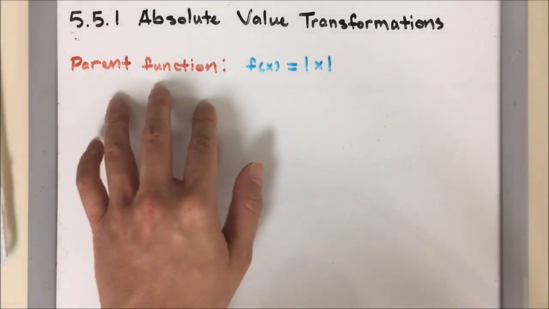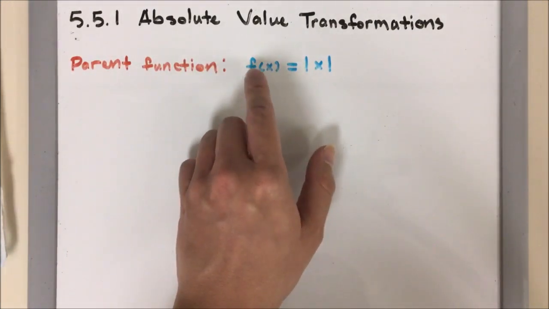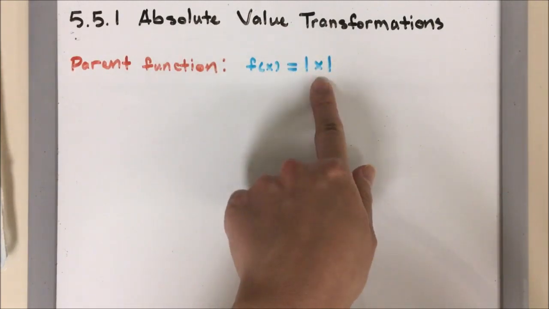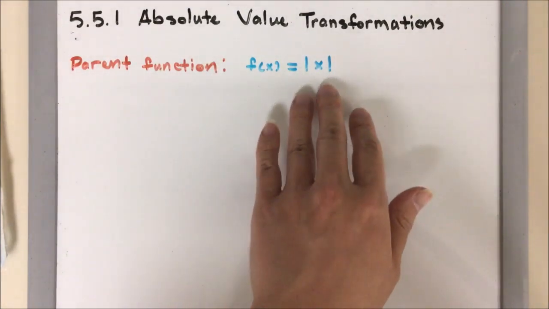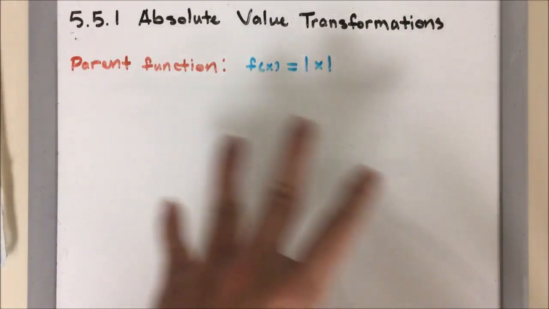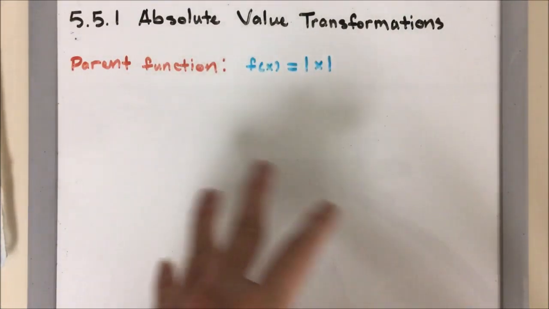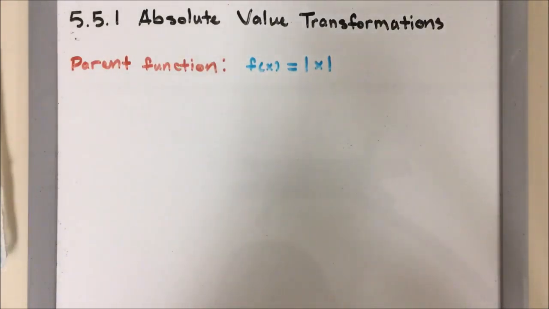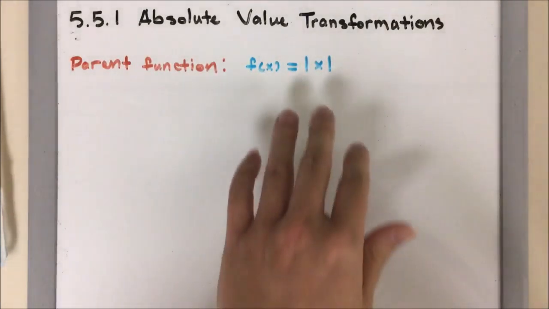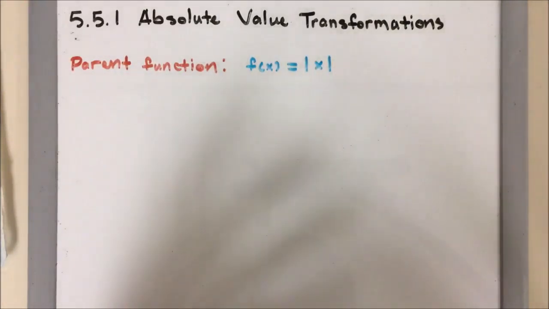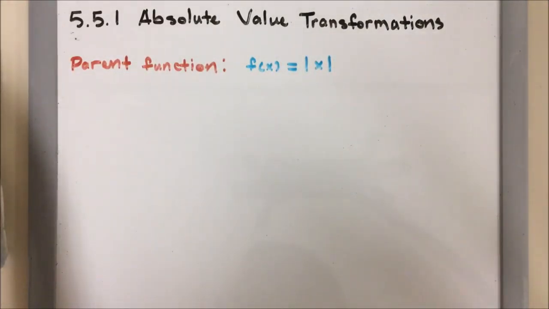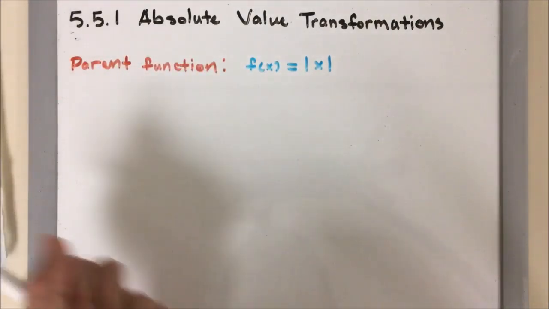So here I wrote out the parent function, labeled as f of x equals the absolute value of x. We're going to be using this function, and then we're going to talk about the relationship and how it looks in terms of transformation for the graph. Now, when you're given this function and you're trying to identify the vertex, the parent function's vertex is always going to be at 0, 0.